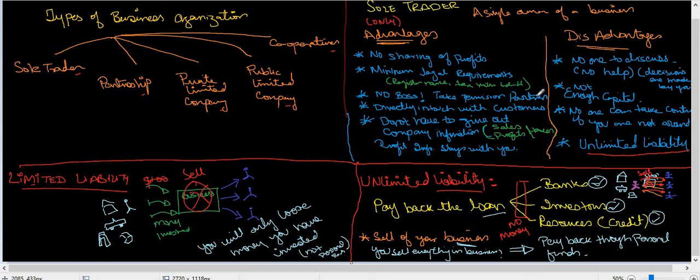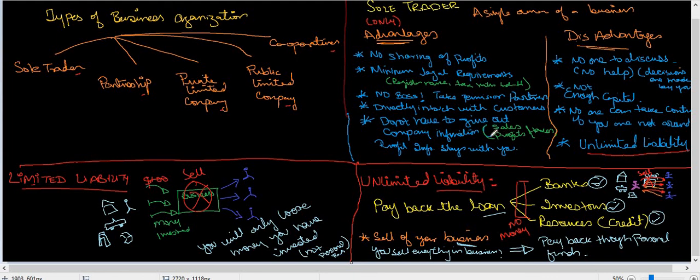What's the next one? Do not have to give out company information. Yes, you don't have to tell people around how much money you make. You don't have to tell your employee how much money you make. Just give him his salary and that's it. But with others, especially partnership, you will have to share it with your partners. With private limited company, you have to share it with all the shareholders. I'll explain who shareholders are. With public limited company, you have to share it with the world. So it's very difficult. The only place you need to share with, as a sole trader, is the government.